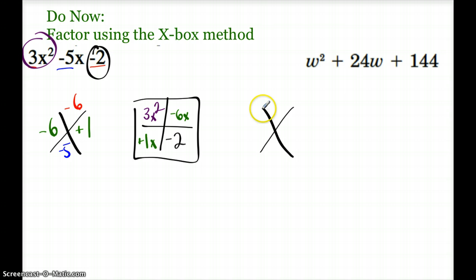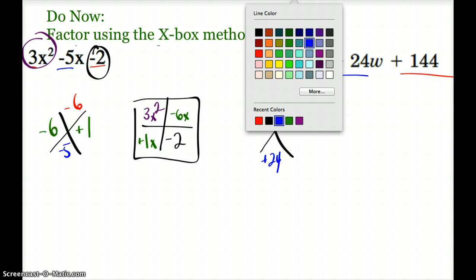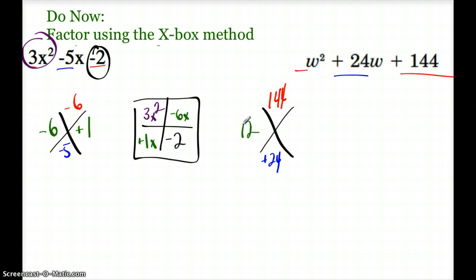Okay, here again, A times C. I'll do the same color as the last one. 1 times 144. We'll have 144. The bottom term we'll have is +24. And our two mystery numbers should be 12 and 12.